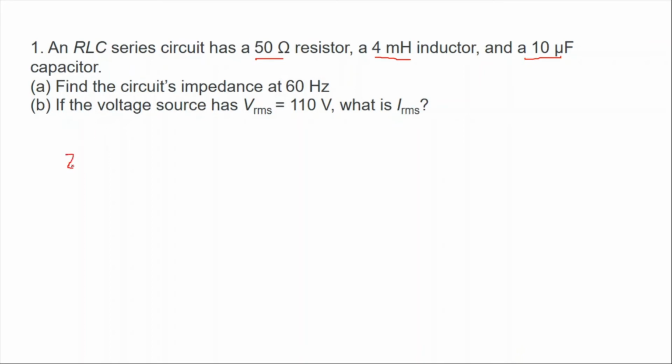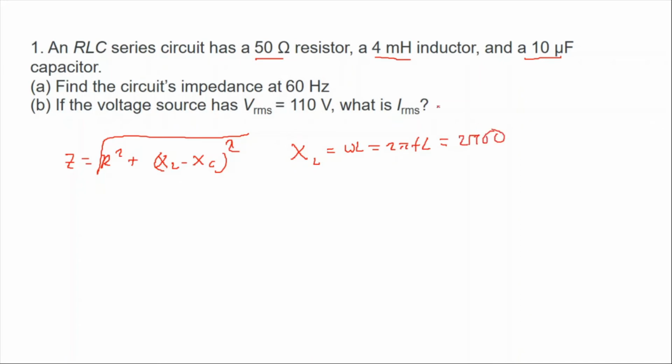And the impedance of the circuit will be equal to, from our previous formulas, the square root of R square plus XL minus XC square. But first we need to find XL and XC. We know R, it is 50 ohms, but let's first calculate XC and XL. So XL will be equal to WL, which is 2 pi FL, equals 2 pi, the frequency is 60, it's given here, times L. L is 4 millihenry, 4 times 10 to the negative 3, and the calculation will yield 1.5 ohms.